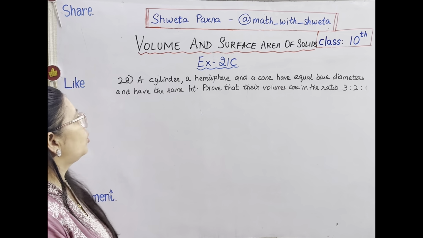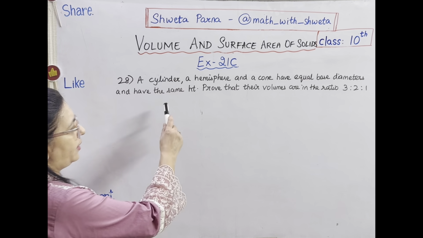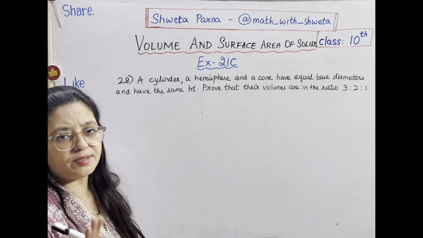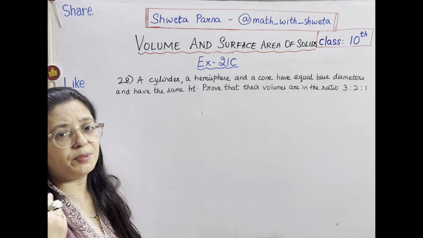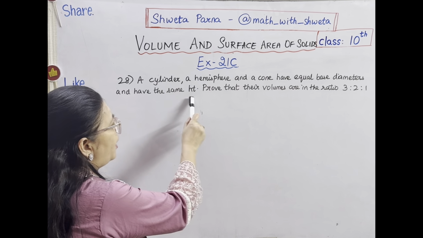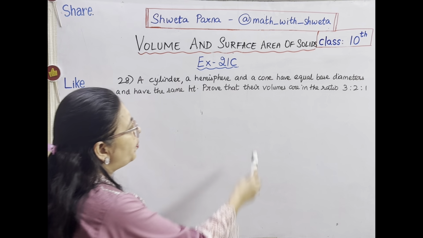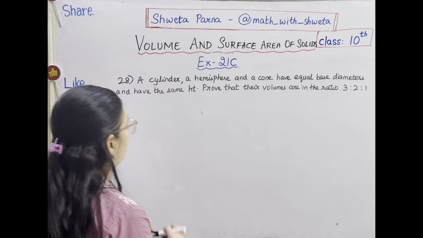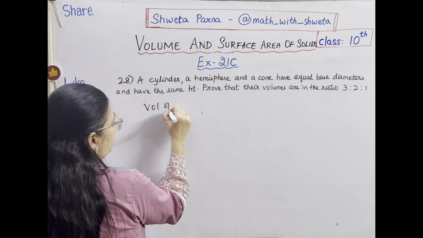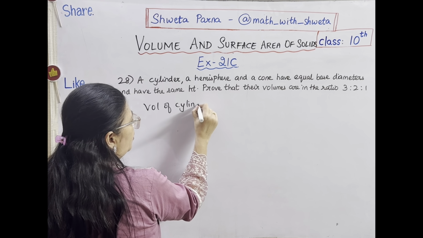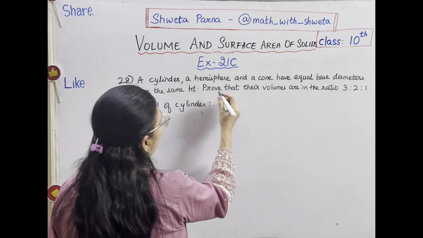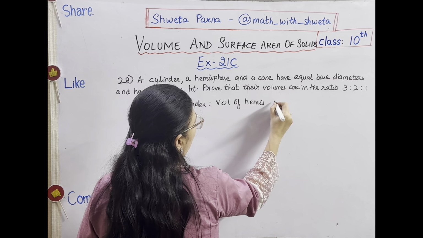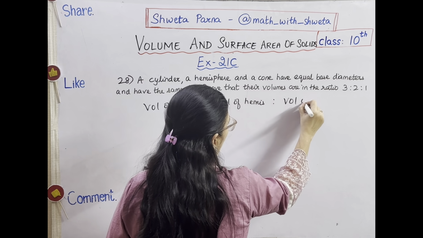Clear? Let's go to question number 28. A cylinder, a hemisphere and a cone. They have equal base diameter. So equal diameters, that means the radius is same and they have the same height also. Prove that their volumes are in the ratio 3:2:1. So since you want to prove it, volume of cylinder is to volume of hemisphere is to volume of cone.